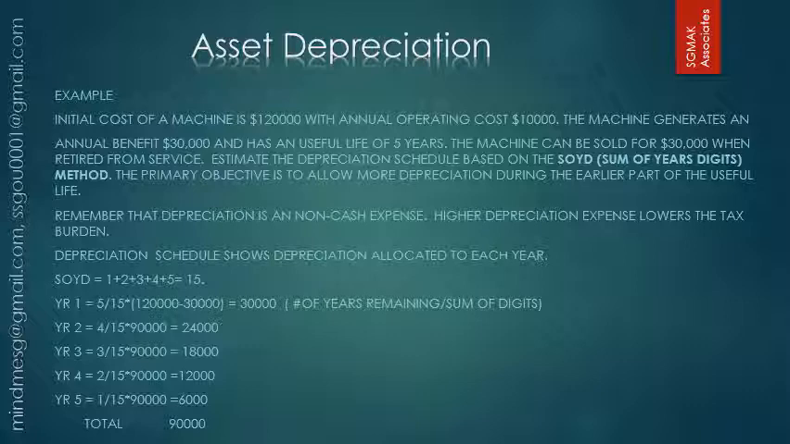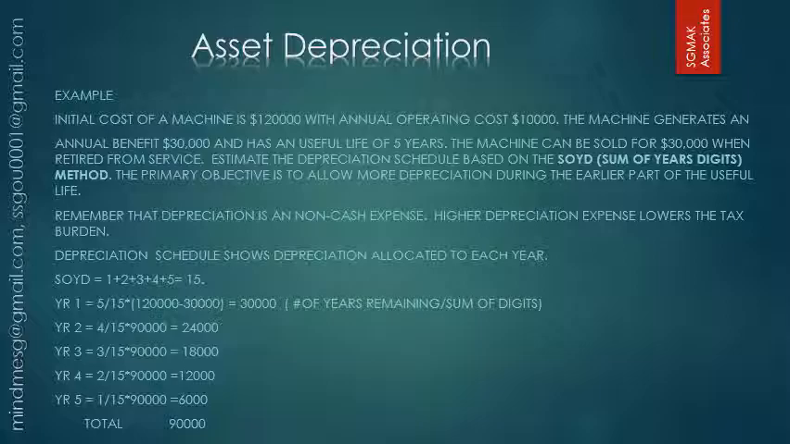Year 2, following the same logic, is 4 over 15 multiplied by 90,000. This 90,000 comes from the initial cost, 120,000, minus the salvage value, which you'll be realizing at the end of its useful life. So that's the total amount to be depreciated. Year 3 is 3 over 15 multiplied by 90,000. Year 4 is 2 over 15 multiplied by 90,000, and year 5 is 1 over 15. So the total amount depreciated is 90,000, again the initial cost minus the salvage value. As you can see, the maximum depreciation is allocated in year 1, and then you have a descending order. More depreciation allocation means more tax relief, so in terms of your after-tax revenue, more revenue after tax.